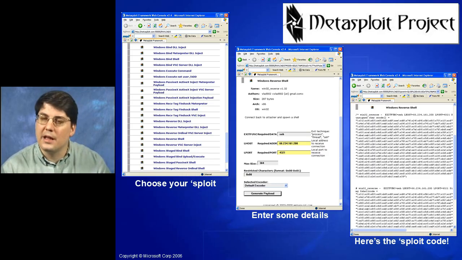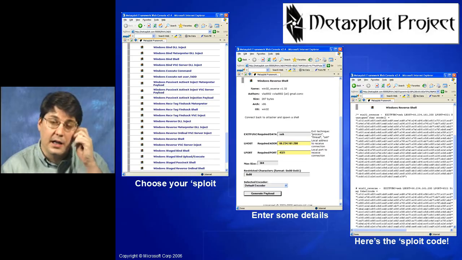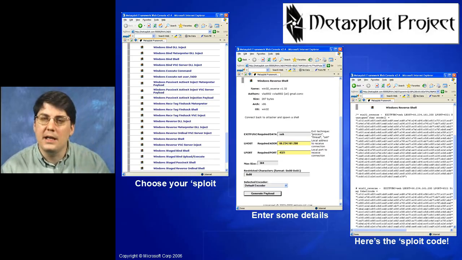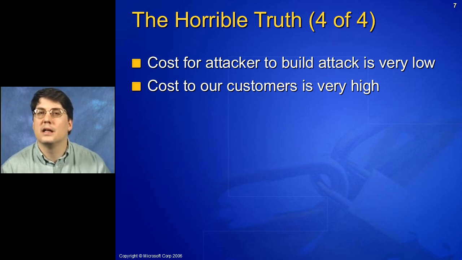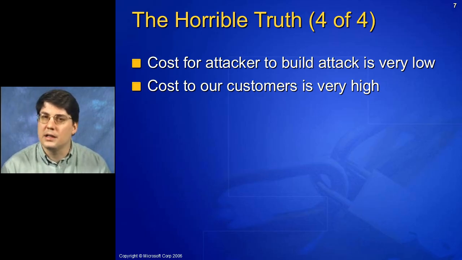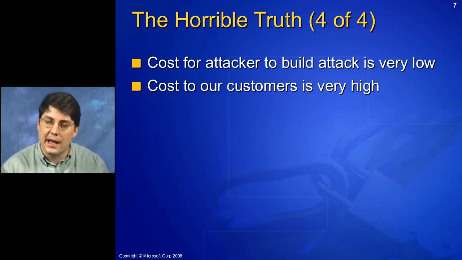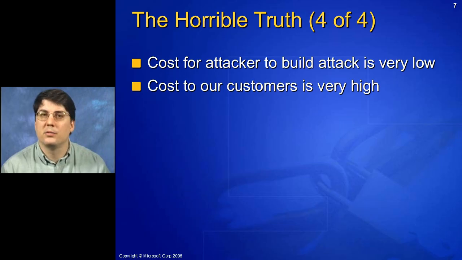In general, we would say that you shouldn't spend any time trying to decide whether or not a flaw in your software is exploitable or not. You will end up spending more cycles than it costs to fix the flaw in most cases. But if you really need some education about what the state of the art is with respect to exploitability, the Metasploit project can really give you some insight to do that. So at the end of the day, the cost for an attacker to build an attack is very low, and the cost to your customers is very high. It's a very difficult position to be in. It's a classic asymmetric position, but that's where we are. We've got to be right, and the attackers only have to be right once.